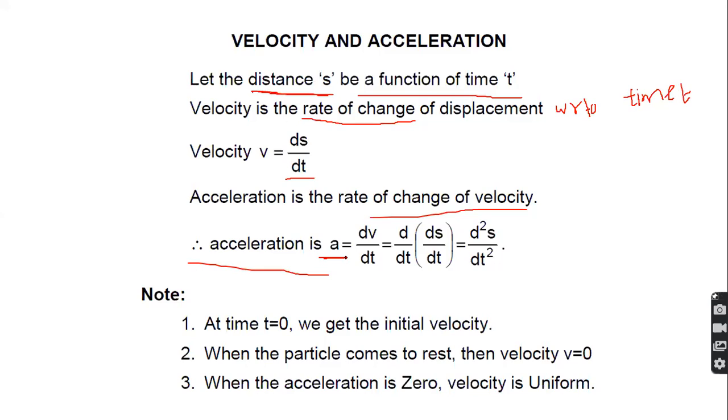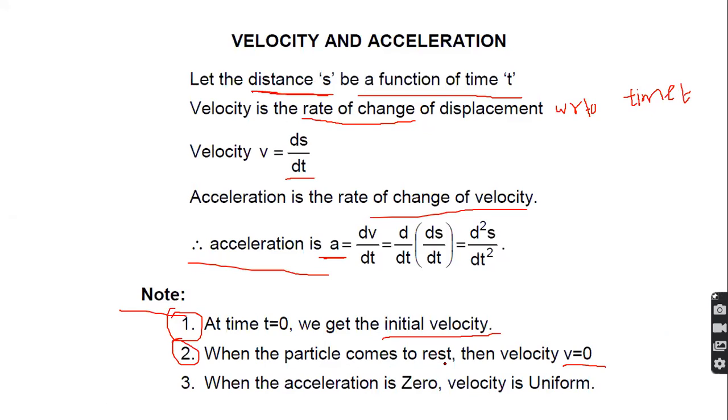So events that change with respect to time t, the process or application is known as velocity and acceleration. See here, what is called the initial velocity? There are important notes. First note: at time t equal to 0, we get the initial velocity. The second point: when the particle comes to rest, the velocity v equal to 0.